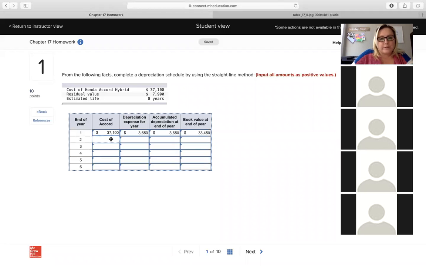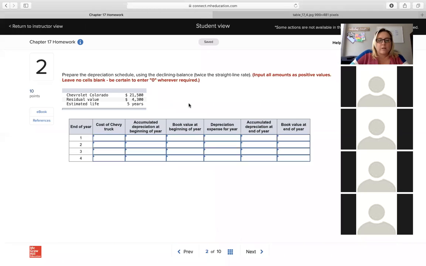In year 2 as well, your cost is the same. Your cost does not change. What you paid for is what you paid for. It doesn't matter if it's year 1 or year 6. It's what you paid for it. In straight line depreciation, your depreciation expense is the same every single year. To get your accumulated depreciation, you take the prior accumulated depreciation plus your depreciation expense, which tells you your accumulated depreciation at the end of the year is $7,300. Take your cost minus your accumulated depreciation. Your book value at the end of year 2 is $29,800. And then you just complete that on down for each of the years, just 6 years in this one, out of the 8.